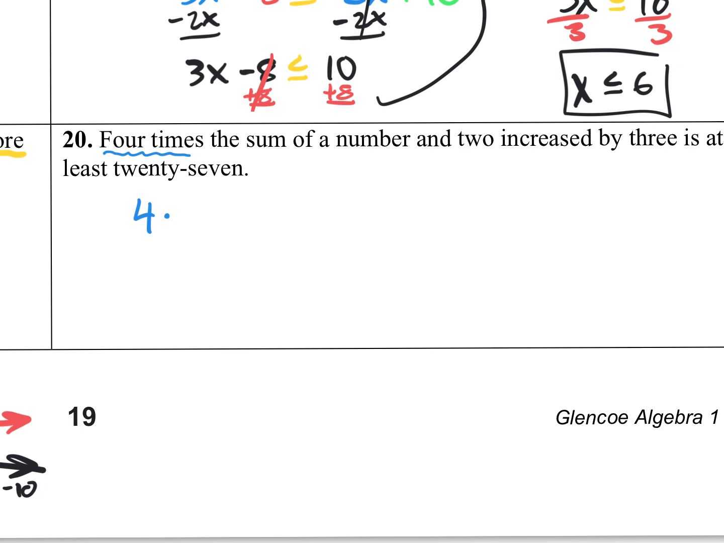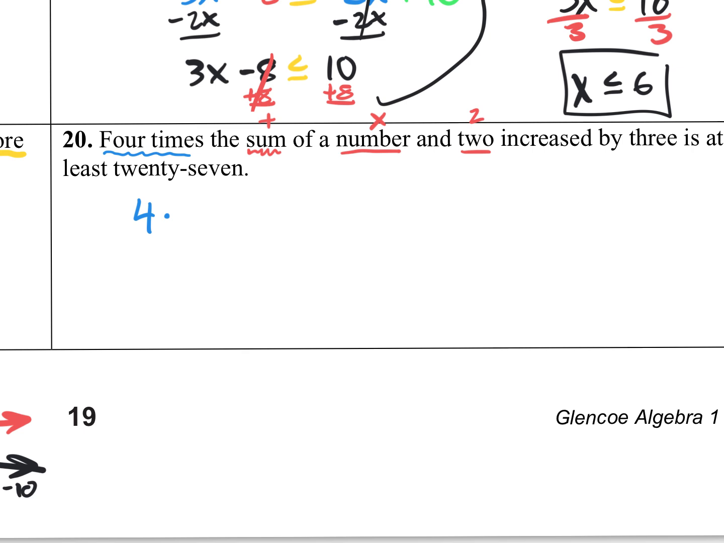Okay, all right, so let's stop right there. What does the word sum mean? It means addition. And if I said, what's a sum of 2 and 3? Well, you would say 2 plus 3. So right here it says the sum of a number, which we know is x, and 2. So they want us to add x and 2.